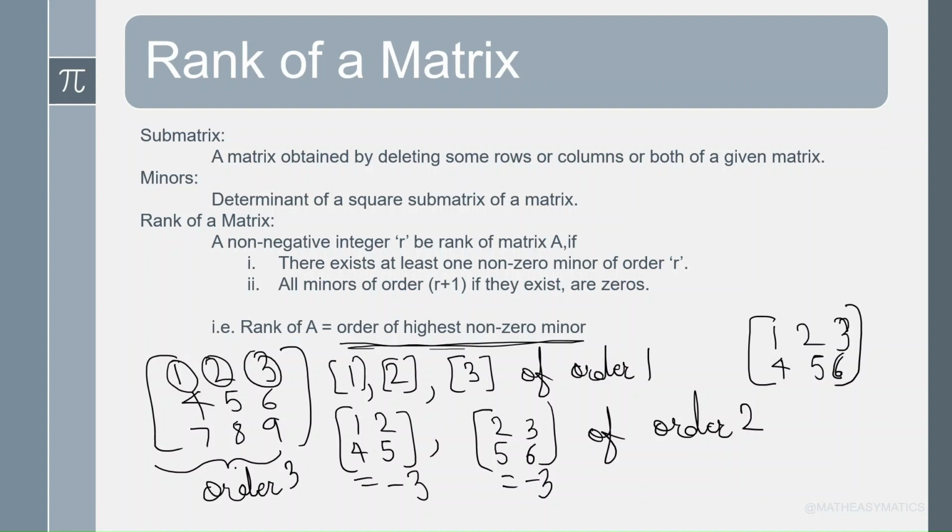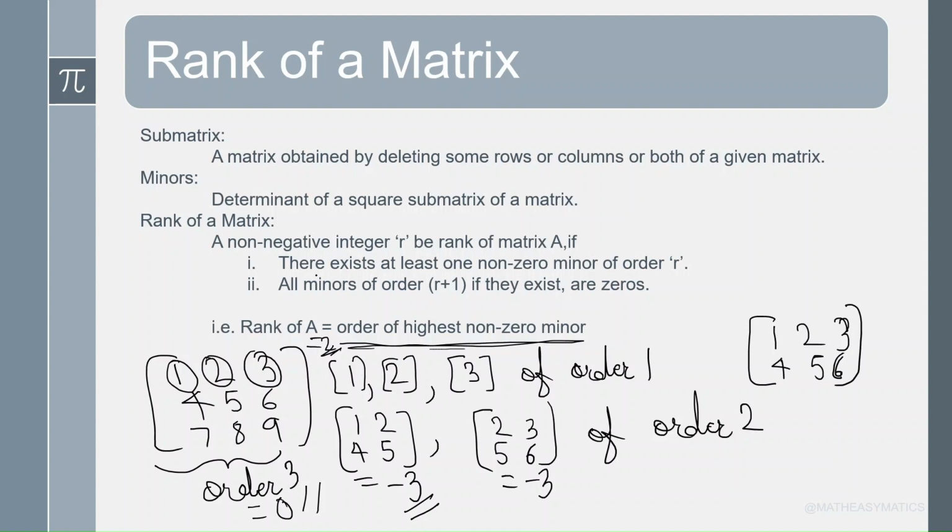So in this example, the highest order is 3. So let's check the minor of order 3. If we take the determinant of this, we get 0. As it is said, the order of the highest non-zero minor, so 3 is not the rank of the matrix. Let's take any 2 by 2 matrix. In this 2 by 2 matrix, we get the minor as minus 3, which is non-zero. So the rank of the matrix will be 2 for this matrix.